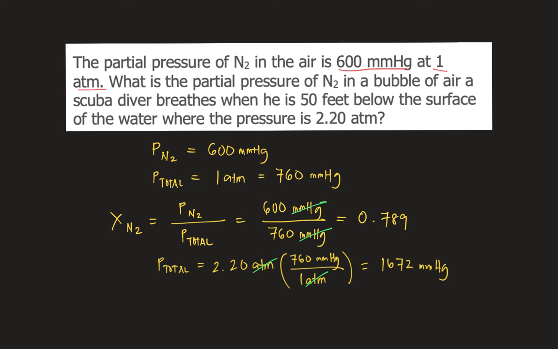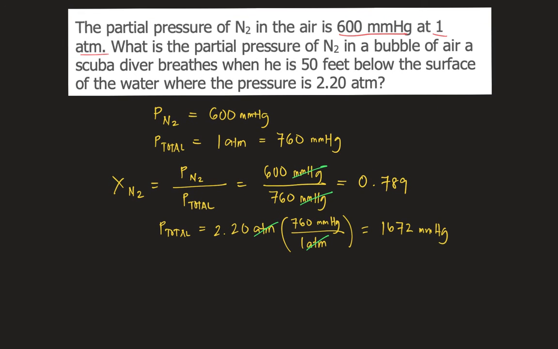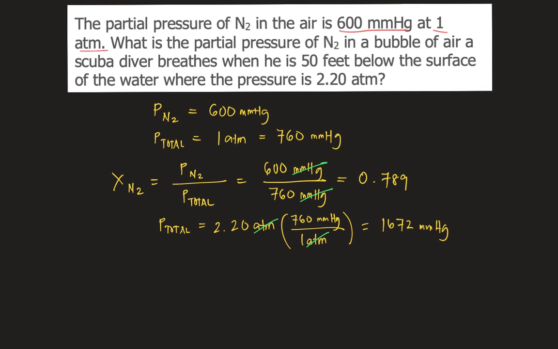Then we would use the formula for mole fraction. So the mole fraction of N2, we know that it's 0.789. We are looking for the partial pressure of nitrogen, divided by the total pressure, which is 1672 mmHg.